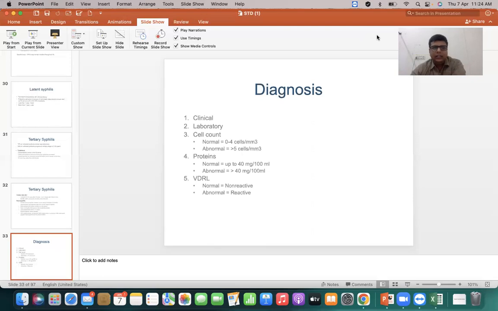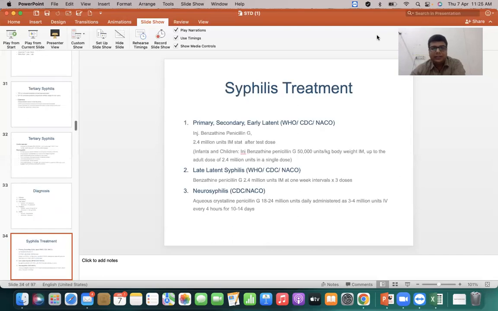So how is tertiary syphilis diagnosed? It is diagnosed clinically and by laboratory tests. The normal cell count is 0 to 4 cells per mm3. Abnormal is more than 5 cells per mm3 in CSF examination. Proteins will be greater than 40 milligram per 100 ml. VDRL is reactive in tertiary syphilis.